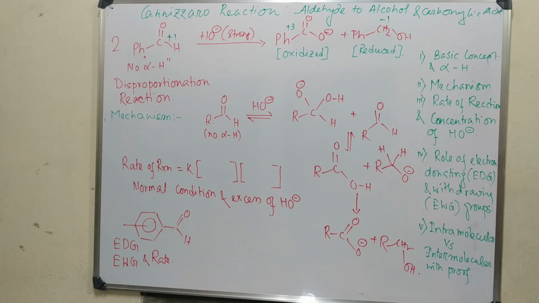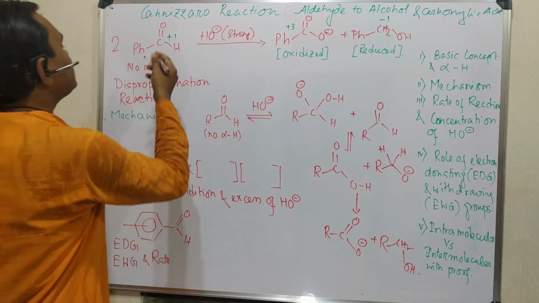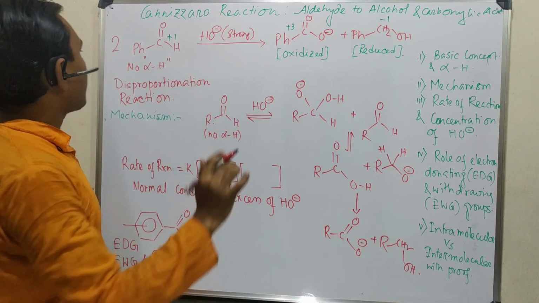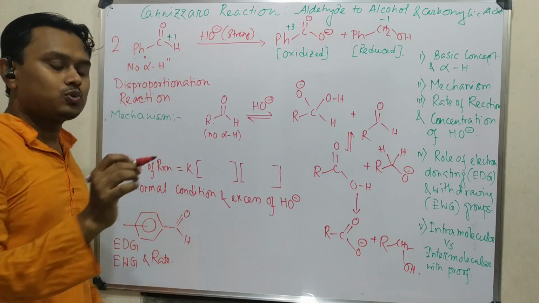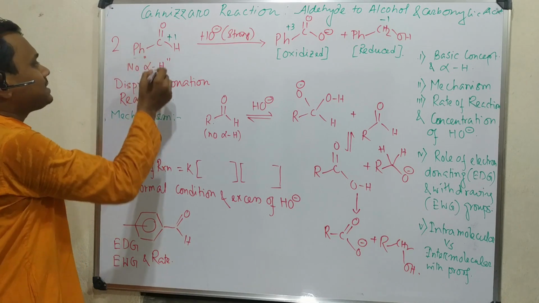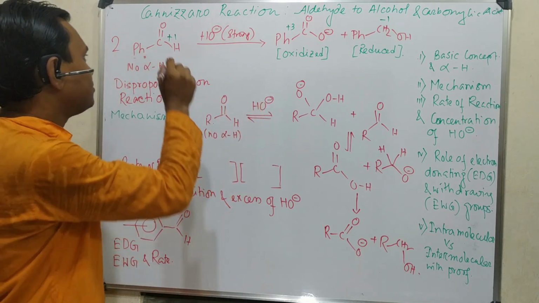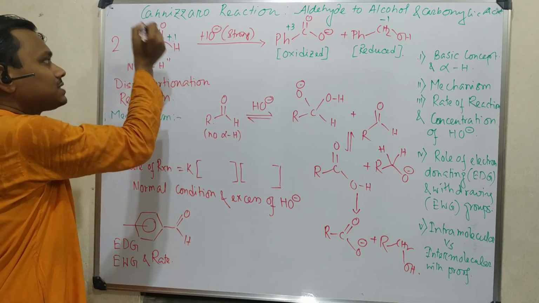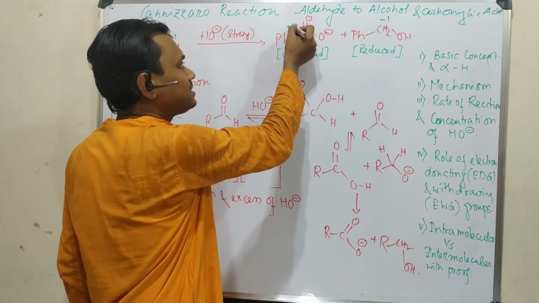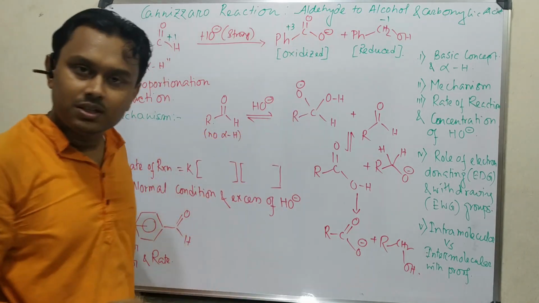So let's start. As you can see, the oxidation number of this benzaldehyde carbon is +1. I am taking benzaldehyde as an example for discussion. First of all, this carbon is in the +1 oxidation state, and when this benzaldehyde is oxidized, the oxidation state of this carbon is +3.